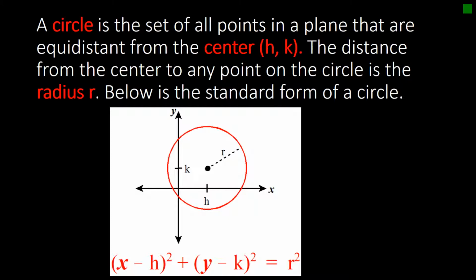A circle is the set of all points in a plane that are equidistant from the center, (h, k). The distance from the center to any point on the circle is called the radius. So here we have the standard form for a circle: (x - h)² + (y - k)² = r². The point (h, k) is our center, and r represents the radius.